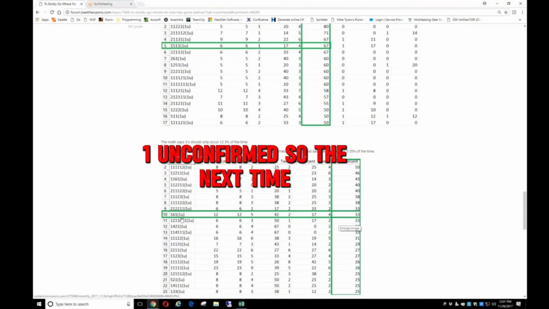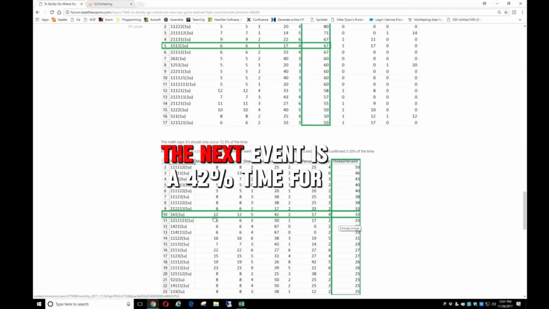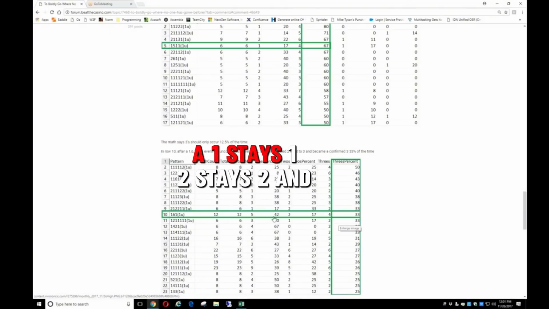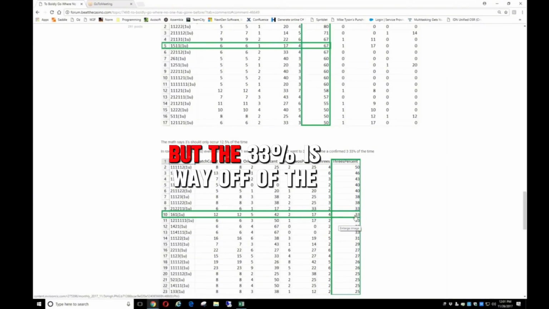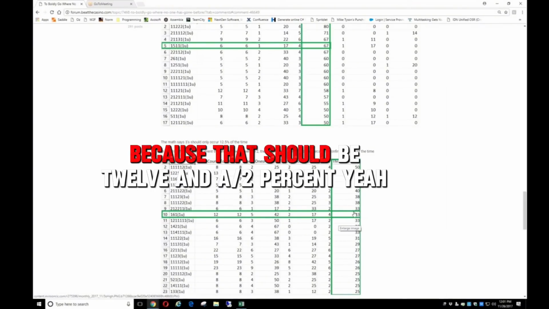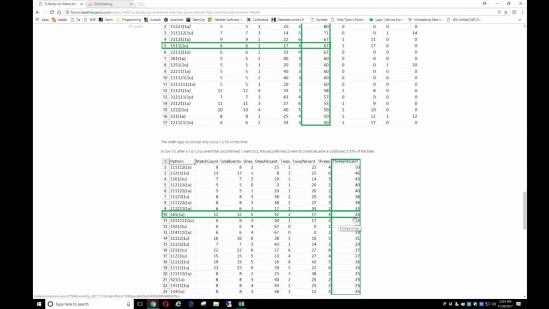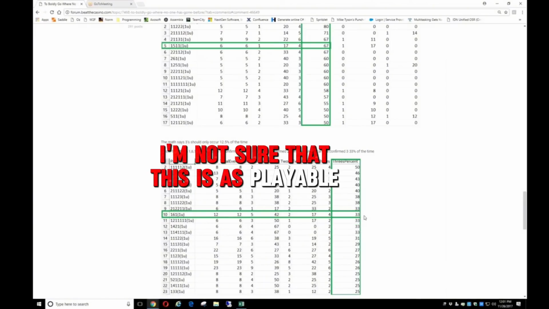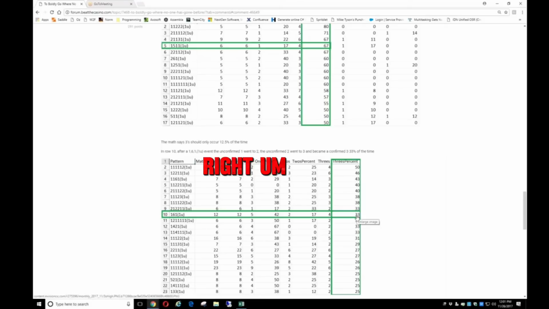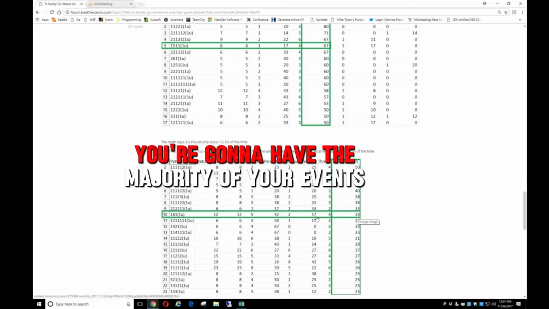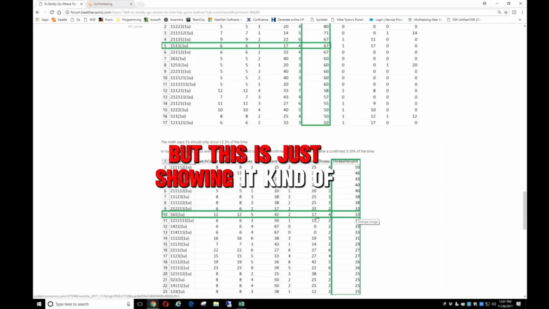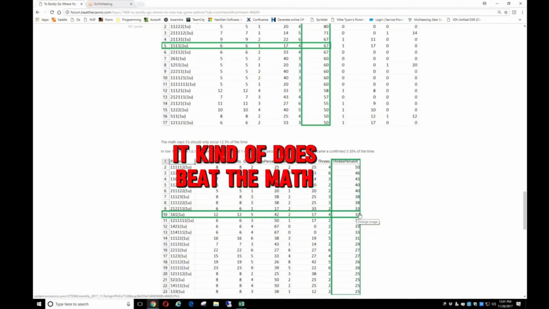So the next event is 42% of the time: a 1 stays 1, 2 stays 2, and a 3 stays 3. Mm-hmm. But the 33% is way off of the math, because that should be 12.5%. Okay. I'm not sure that this is as playable as a 1 or a 2. Right, just because by the time you hit 42 and 17%, you're going to have the majority of your events. Yes, but this is just showing it does beat the math.